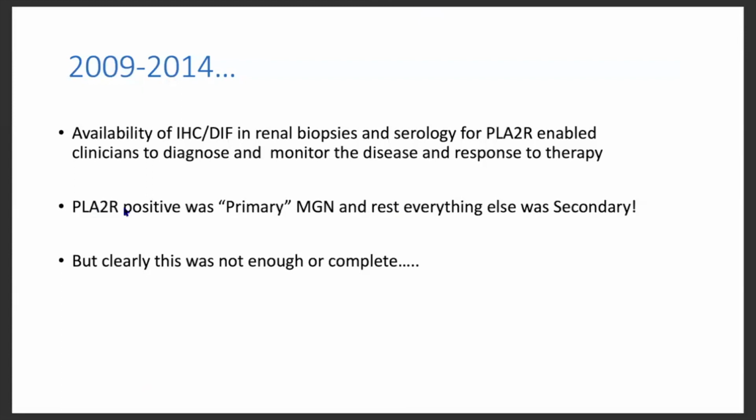Now, from 2009 to 2014, the availability of IHC, or some people also used IF, for staining of PLA2R helped clinicians to diagnose and monitor the disease, because there was a serological test also available for detecting PLA2R antibody. This was a huge improvement in the sense that you could actually diagnose a case and then monitor your treatment and see how well it has done in terms of reducing the circulating autoantibodies. As I said, PLA2R positive was primary MGN and everything else was secondary, but this was not enough.